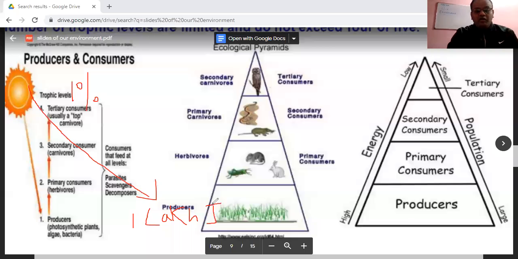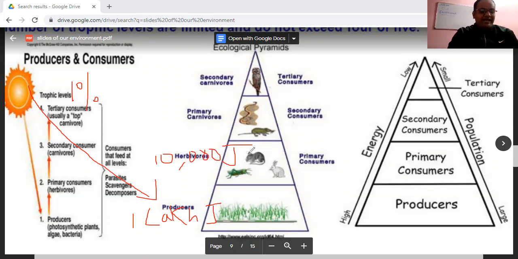1 lakh joule. Now what will be the amount of energy if, suppose, Lindemann said that only 10% of energy of one trophic level passes to the next? Then how much energy will be available to the herbivores, which is the primary consumer? How much energy? 10% of 1 lakh. Very good. Yes, 10% of 1 lakh, definitely 10,000. Correct. So 10,000 joule of energy is now available to the primary consumer.